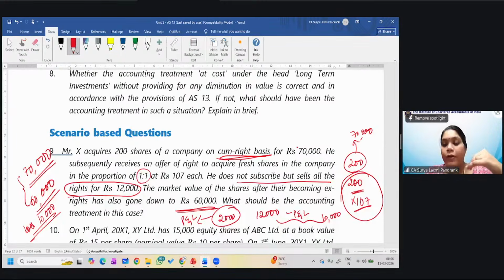You have a profit of 12,000 coming because of the sale of the right. And then later you had a loss because of the cum right basis and ex right basis, and the value came down. So that 10,000 loss, you adjust with the 12,000, and only the remaining 2,000 you send to the P&L statement. I hope I'm clear.